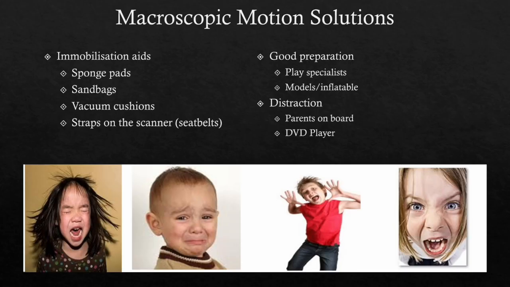Moving on to some solutions. Macroscopic motion solutions that we use regularly: we have immobilization aids. When we position the patient on the table, we can use sponge pads around the head to make sure there are no air gaps, and that helps to keep them firmly in place. We also use some sandbags around the patient to help keep their legs still. Vacuum cushions are useful for babies and small infants. That helps to keep them tightly wrapped and also restricts the movement.